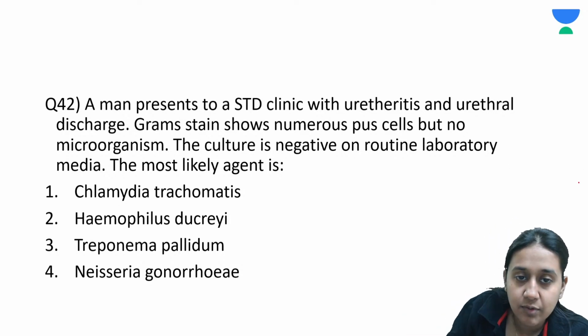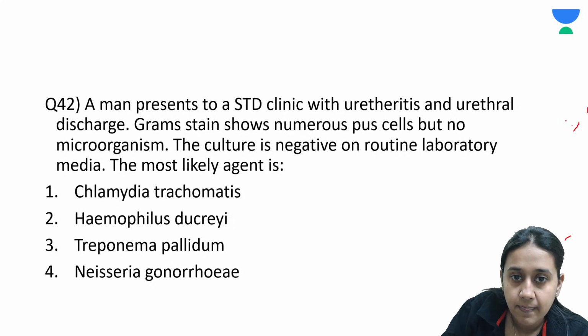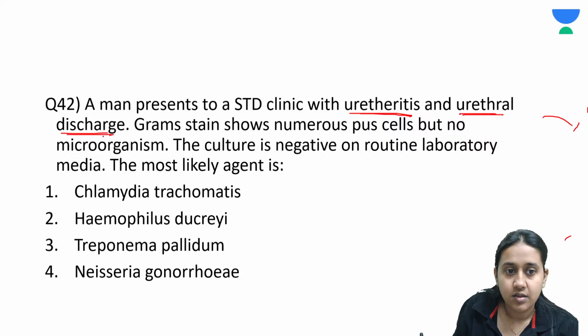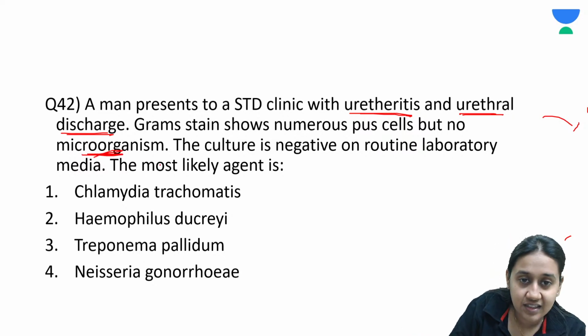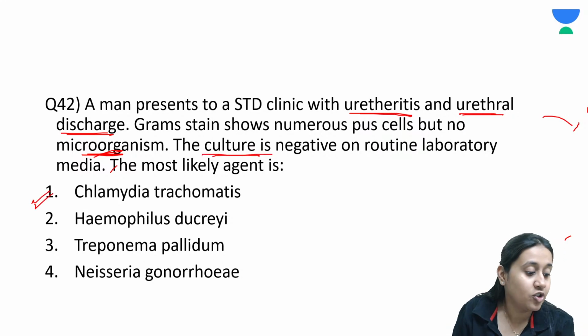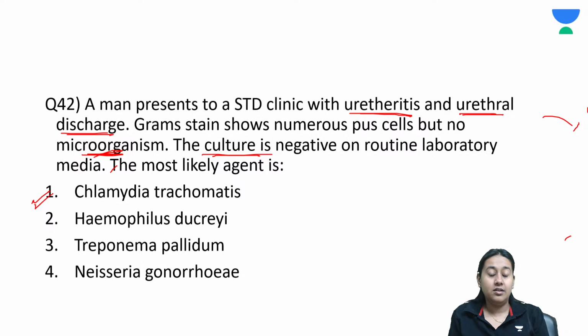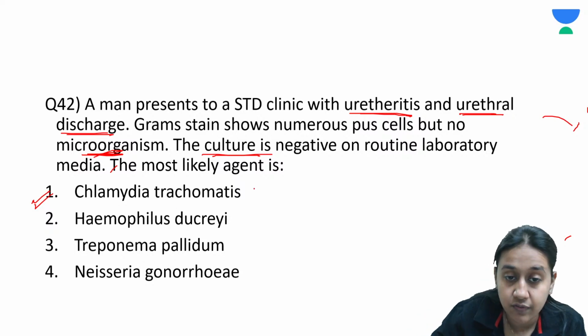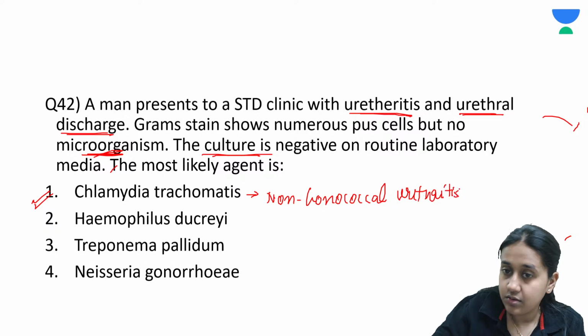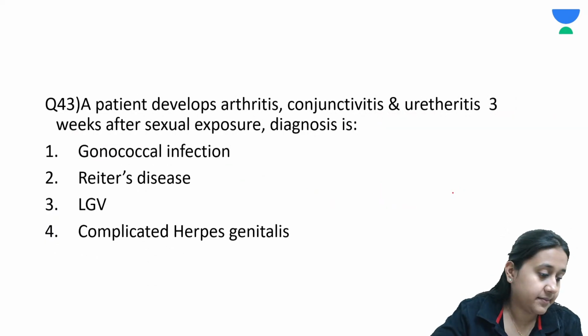A man who came to STD clinic with urethritis, urethral discharge, numerous pus cells but no microorganism, and the culture is very difficult to perform. This is a description of non-gonococcal infection secondary to chlamydia. We have many causes of non-gonococcal, but chlamydia trachomatis is one of the most common causes of non-gonococcal urethritis. Most common cause of non-gonococcal urethritis. Next.